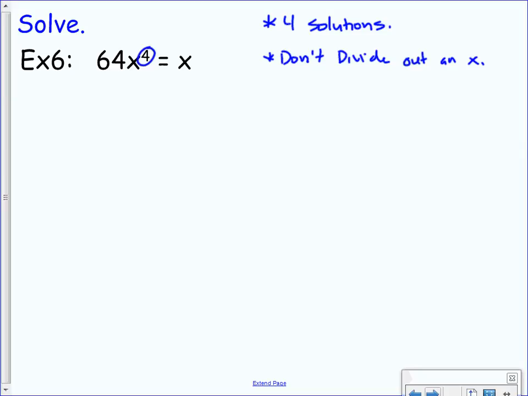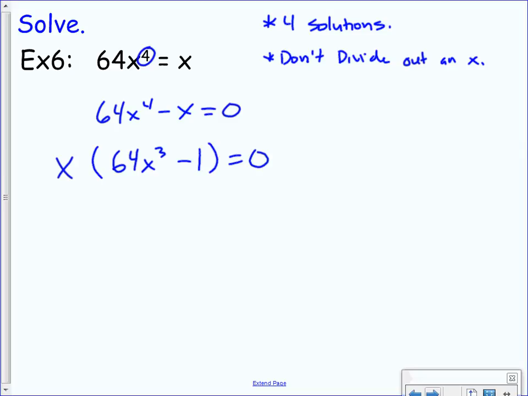Here we go. 64x to the 4th minus x equals 0. It's the x. If you took out the x, you would not see that. GCF the x. Don't cancel it out. Okay, so now we have 64x cubed minus 1 equals 0.